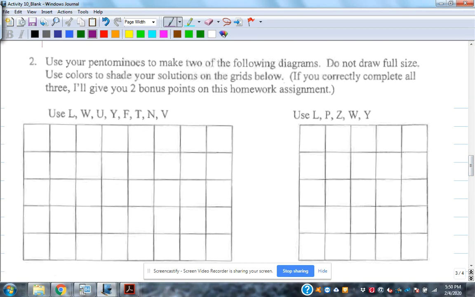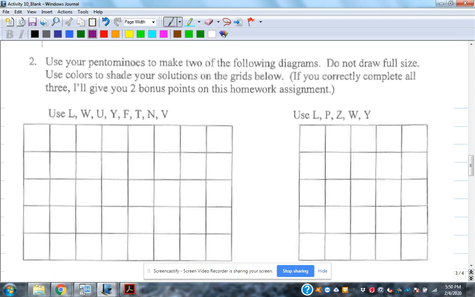So you're going to have to use an L, a W, a U, the Y, the F, the T, N, and V. You're going to use those shapes, and you're going to be able to fill this complete grid. No empty spots. So it tells you which ones to use. You just got to figure out which way to put them in there. Okay? And then you just draw in and color it with those.